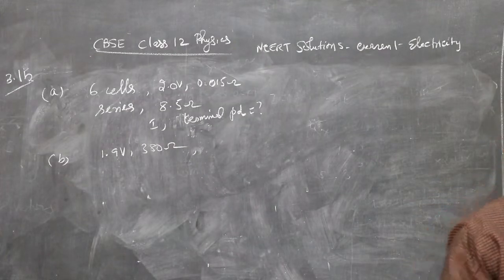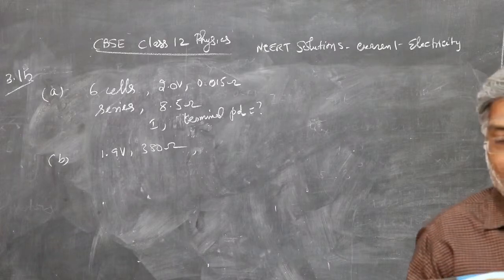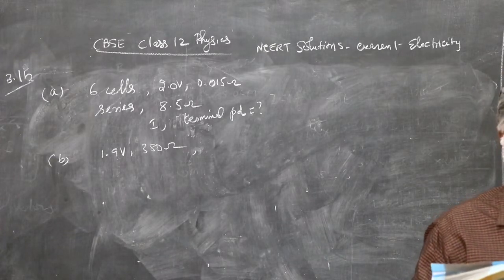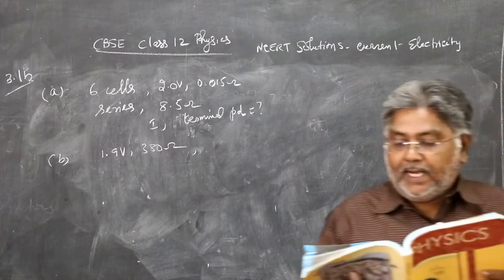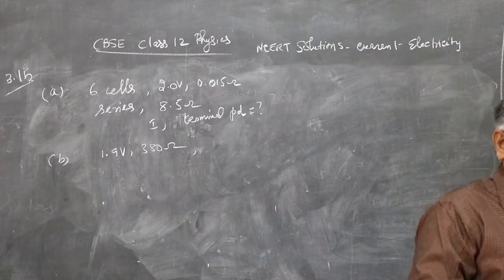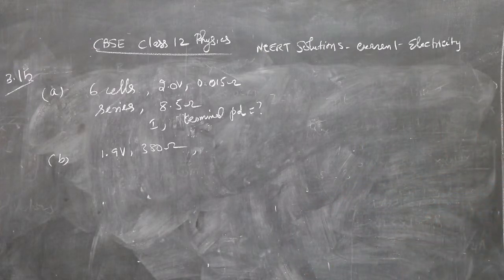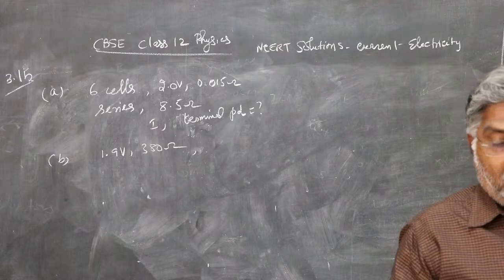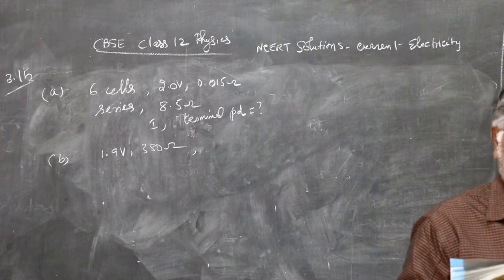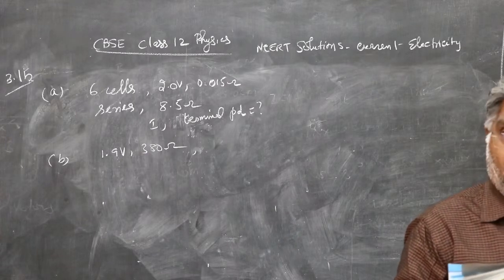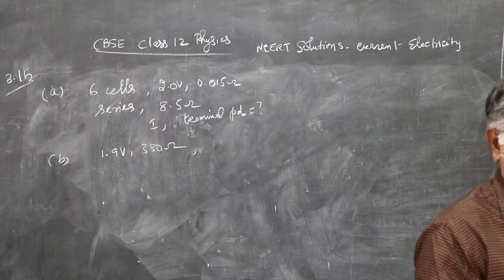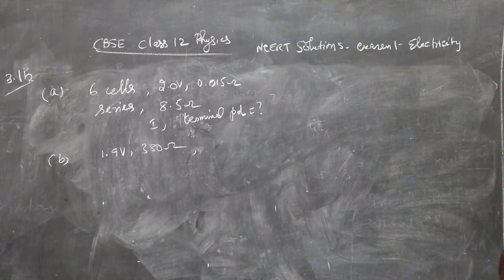Subdivision A: 6 lead acid type of secondary cells, each of EMF 2 volt and internal resistance 0.015 ohm, are joined in series to provide a supply to a resistance of 8.5 ohm. What are the current drawn from the supply and its terminal voltage? Subdivision B: a secondary cell after a long use has an EMF of 1.9 volt and a large internal resistance of 380 ohm. What maximum current can be drawn from the cell? Could the cell drive the starting motor of a car?